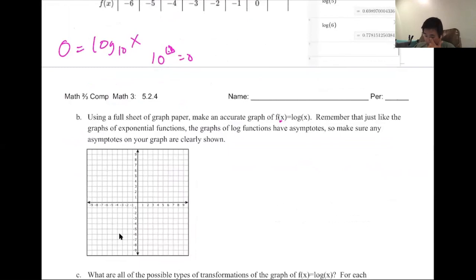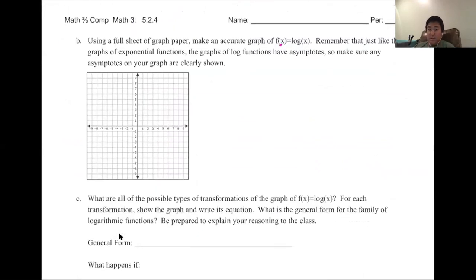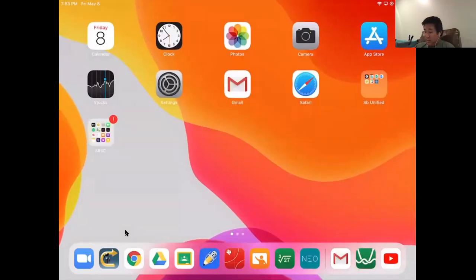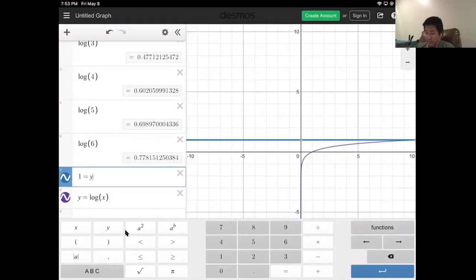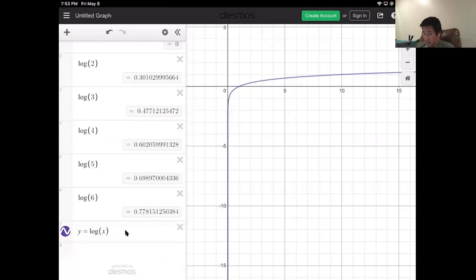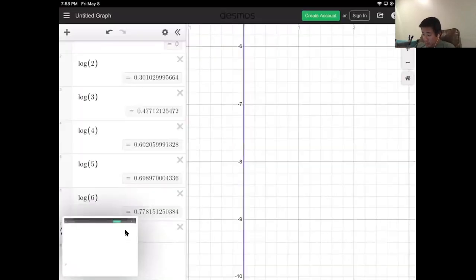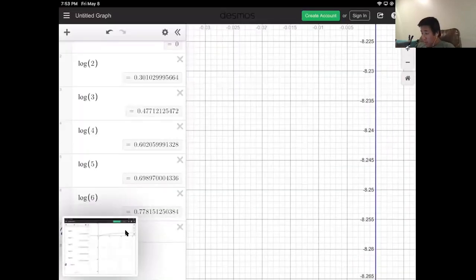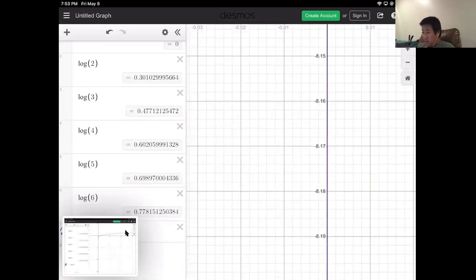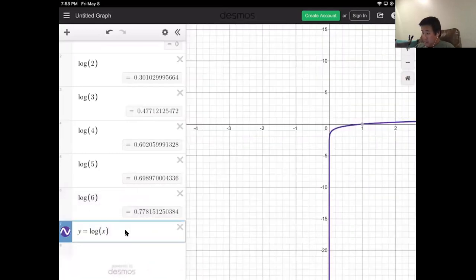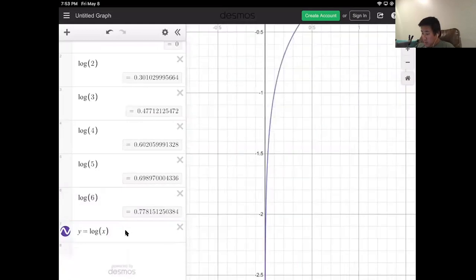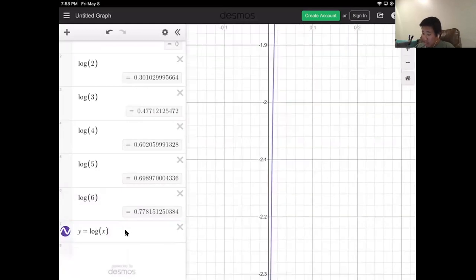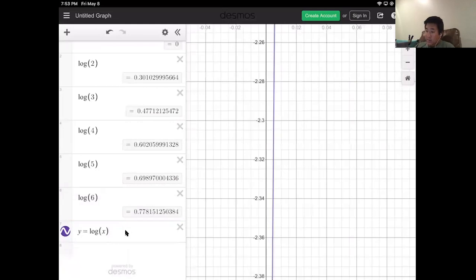Use a full sheet of graph paper and make an accurate graph of this. Good. I just use Desmos. Now I want you to know that if you get super close, it looks like it's touching, but it's actually not touching. So just keep that in mind.